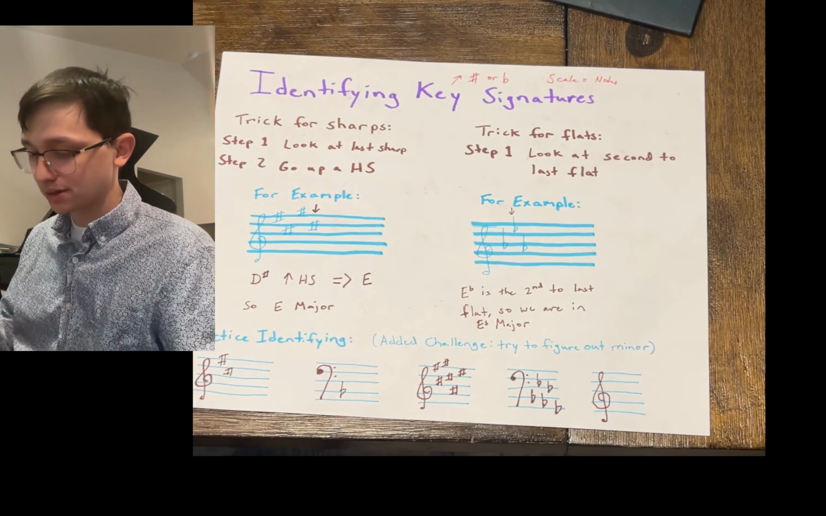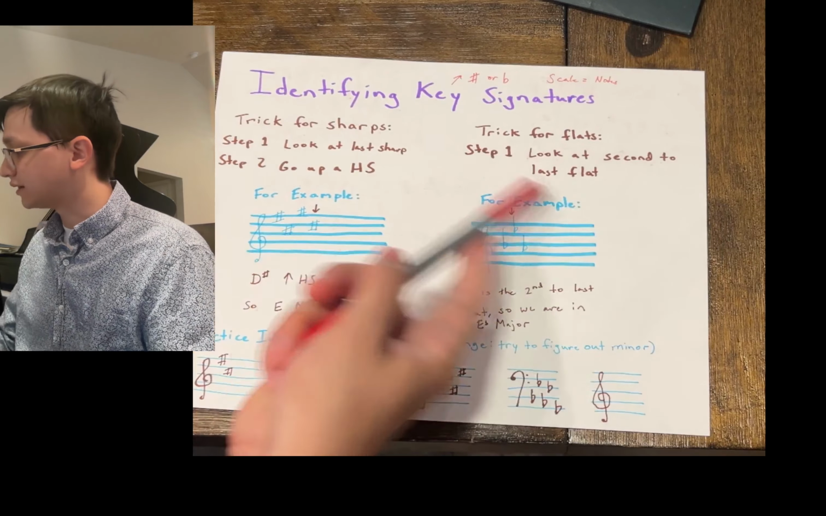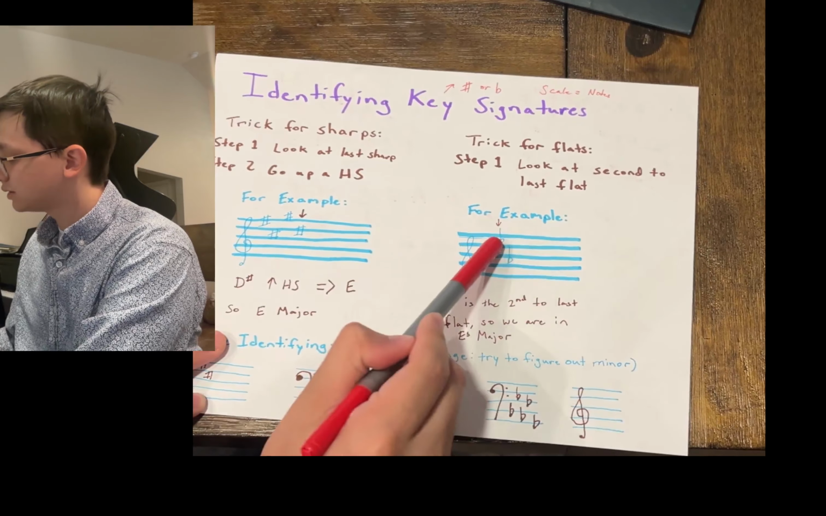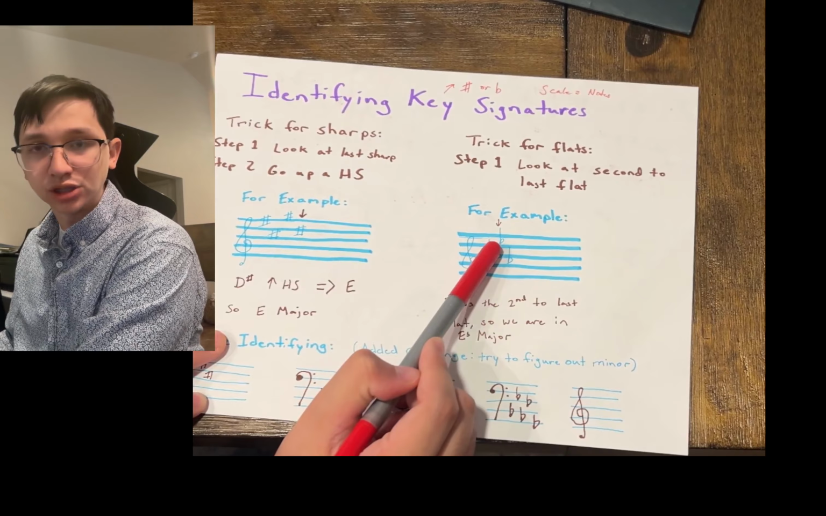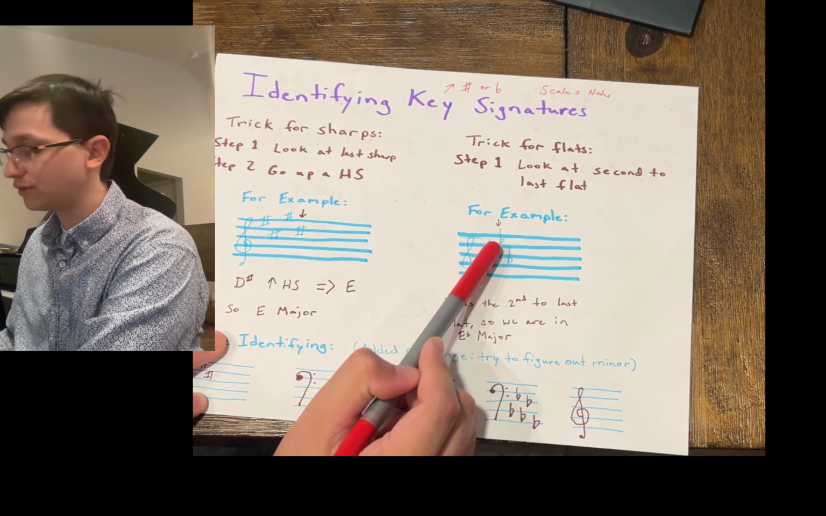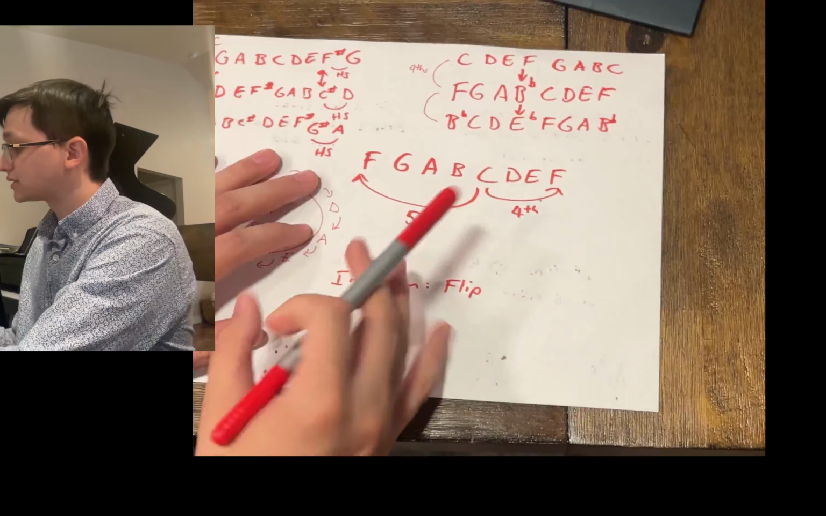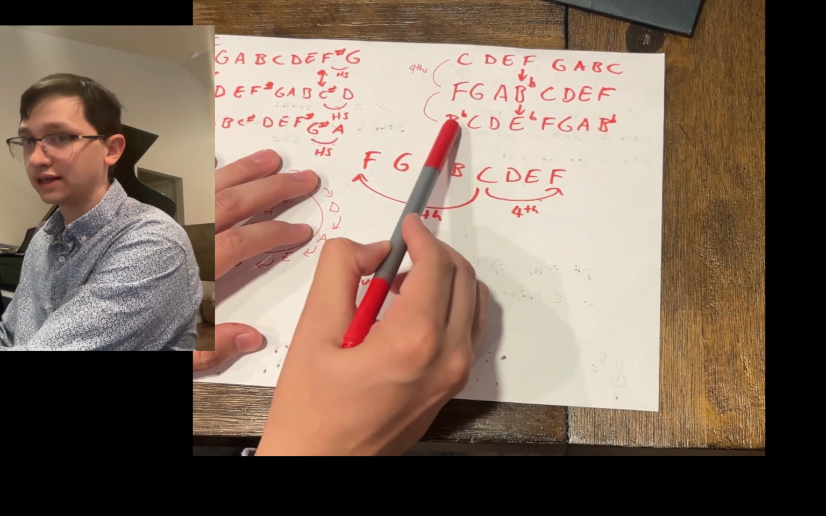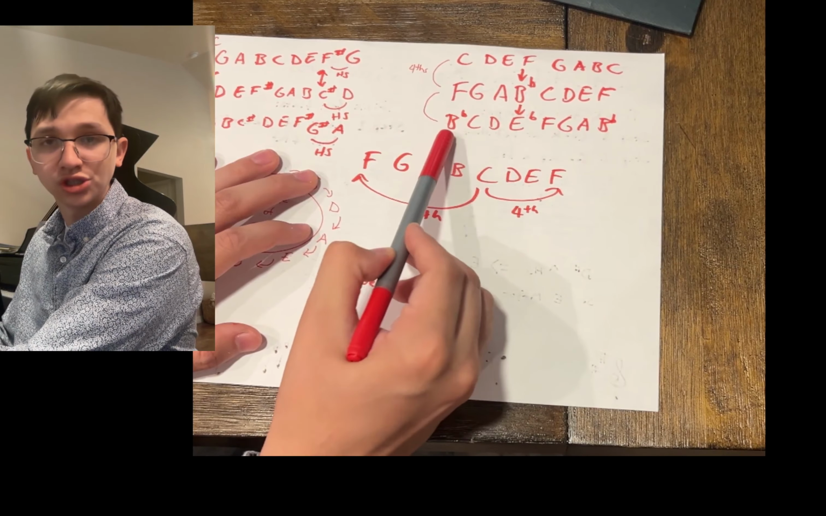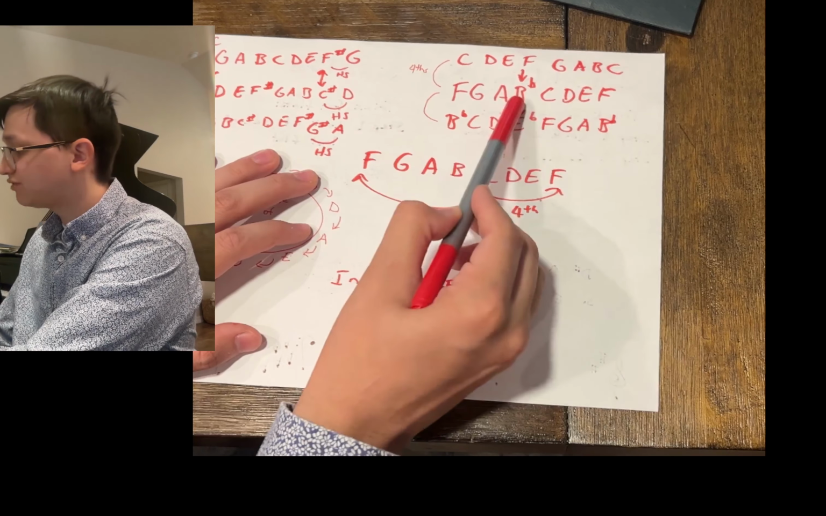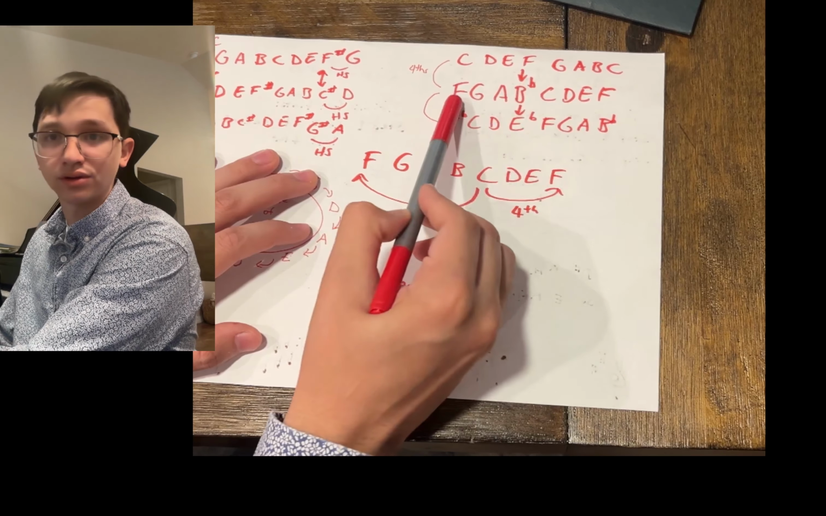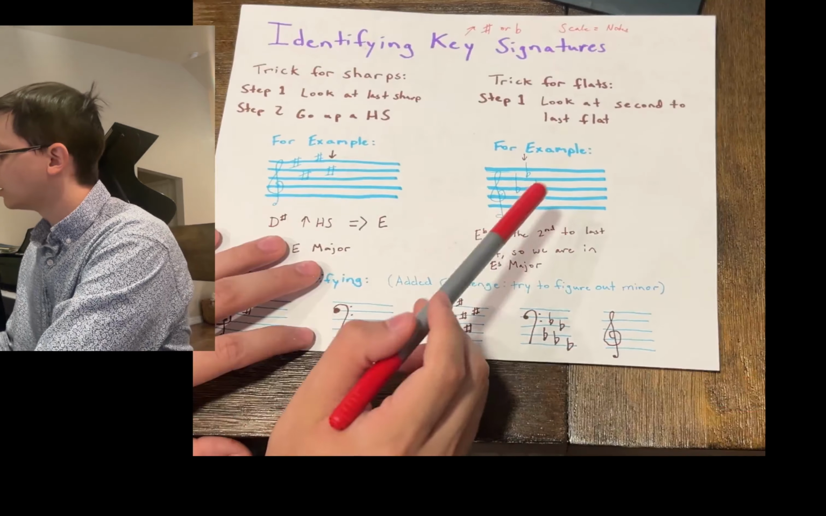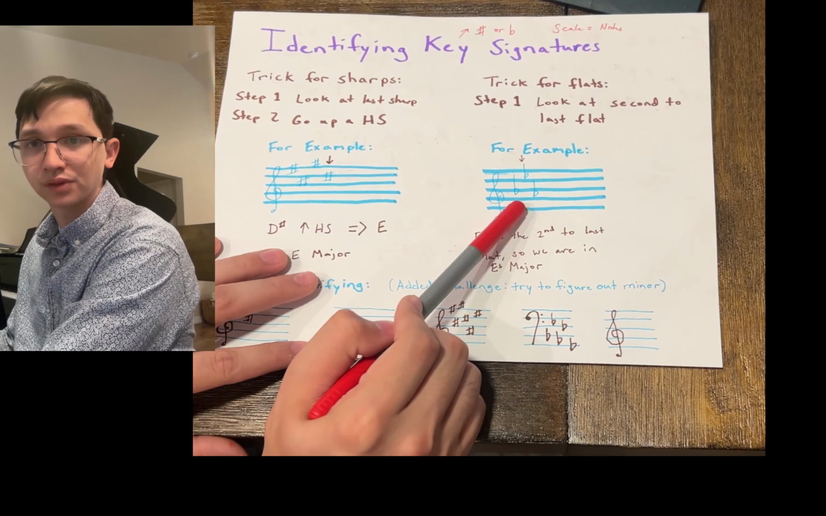For the flats, the trick is to look at the second to last flat. So for example, if we have A flat, it's going to be E flat major, okay? E flat major. And again, we can go back to this and see that. If it's E flat that we're adding, it's going to be 4 letters down, which is B flat major. If it's B flat major, again, it's going to be 4 letters down, F major. So that's just something to keep in mind when you're going through this example, okay?